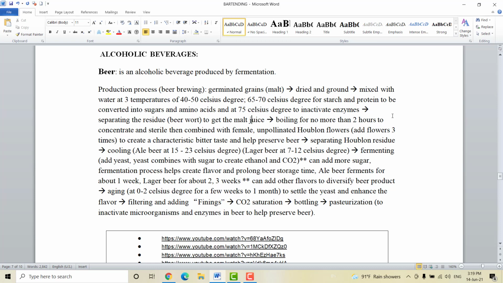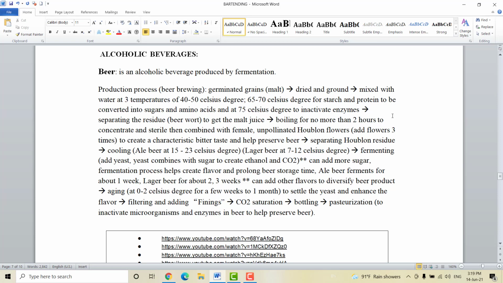Ale beer at 15 to 23 Celsius degree, lager beer at 7 to 12 Celsius degree, fermenting. Add yeast; yeast combines with sugar to create ethanol and CO2. More sugar can be added. The fermentation process helps create flavor and prolong beer storage time. Ale beer ferments for about 1 week, lager beer for about 2-3 weeks. Other flavors can be added to diversify the beer product.